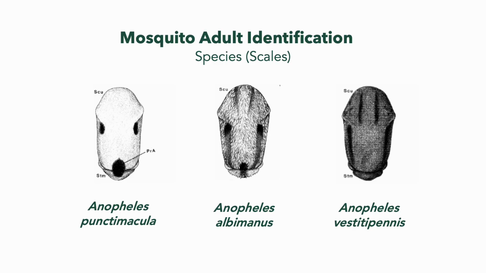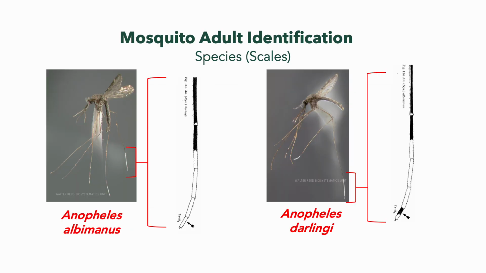When key features are damaged or unclear, additional traits such as leg scale patterns, such as markings on the fifth tarsal segments, can aid in identification, as seen when comparing Anopheles albimanus and Anopheles darlingi. Wing morphology can also be used for species-level confirmation in adult mosquitoes.